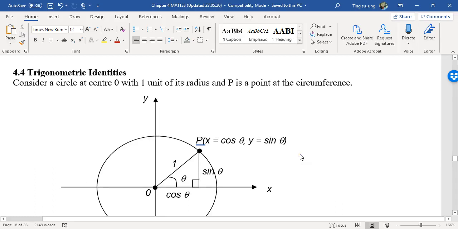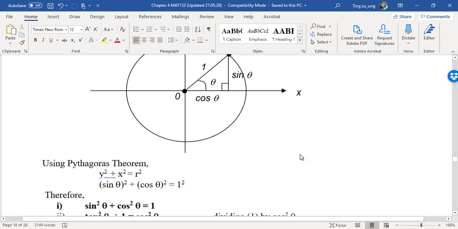Okay, so trigonometry identities. I'm sure that this is nothing new for you. I'm sure you are familiar with this because you have learned it from the time you were in Form 4 or Form 5. So you can see that basically we will have the Pythagoras to be done. Okay, so let us do it one by one.